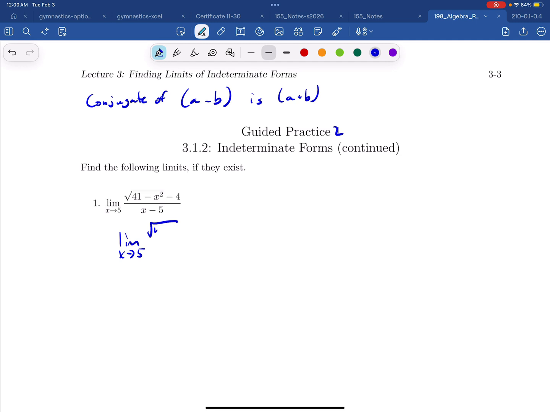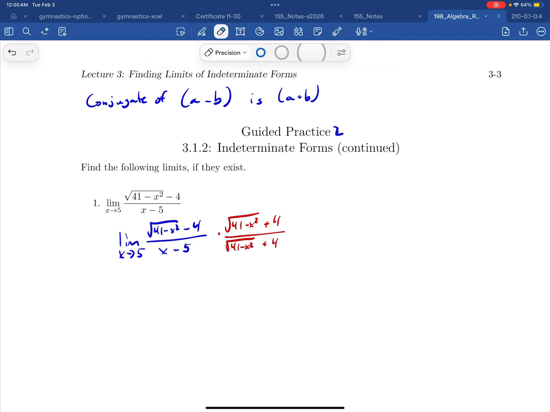So anyway, we have this. And what should we multiply by? That's right. It's this square root guy plus 4. And then we just simplify, right? We just simplify.